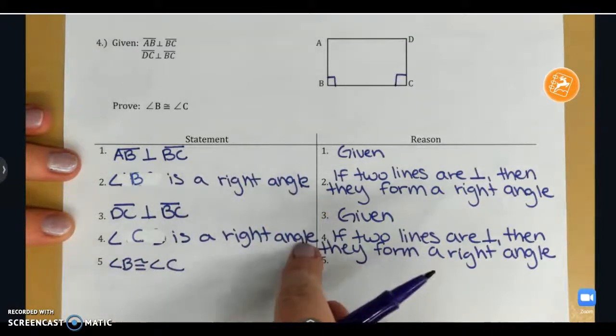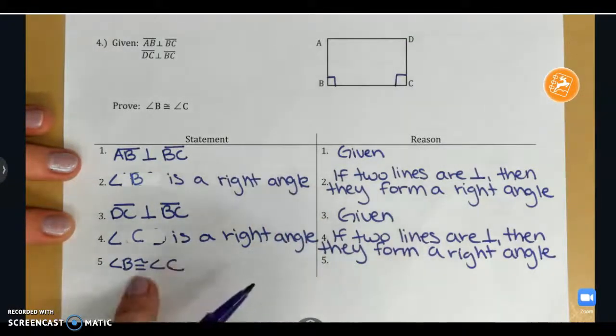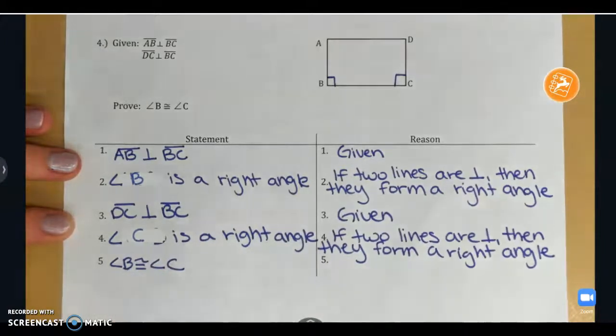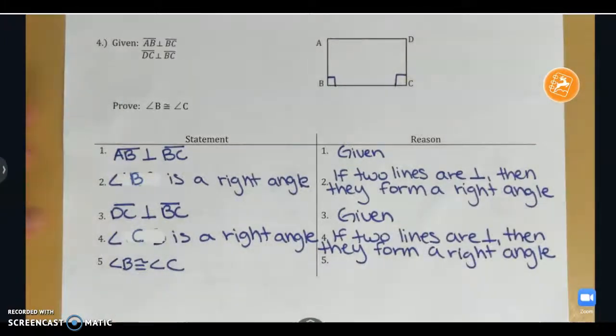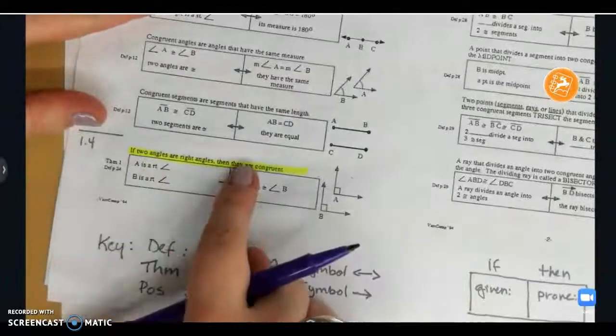Now that these are both shown to be right angles, I can say that they are congruent because of my theorem. Remember back from page 1 of my dominoes, if two angles are right angles, then they are congruent.